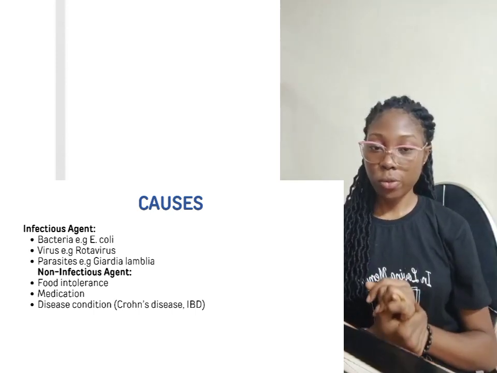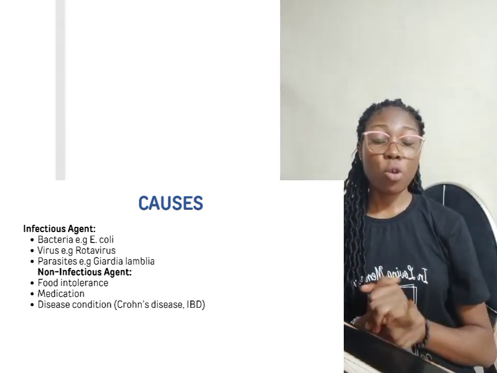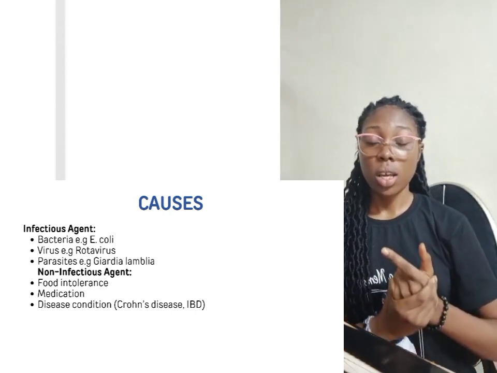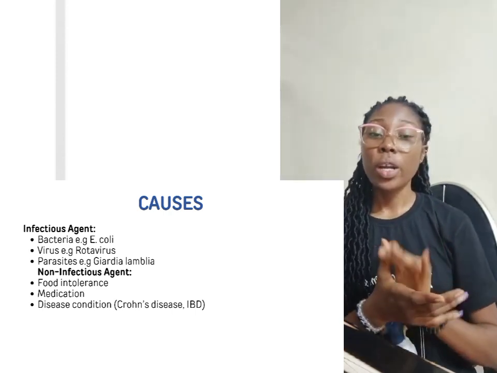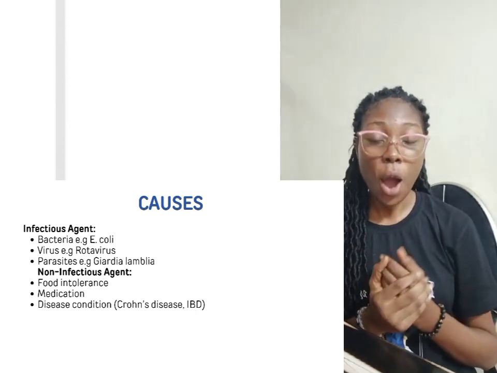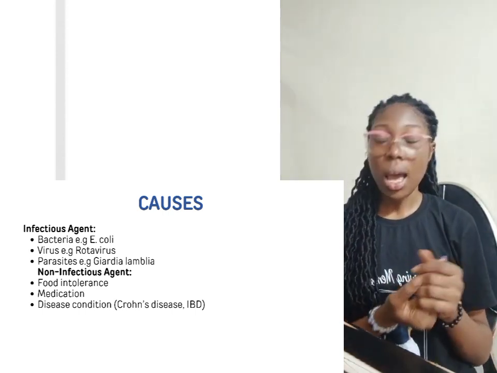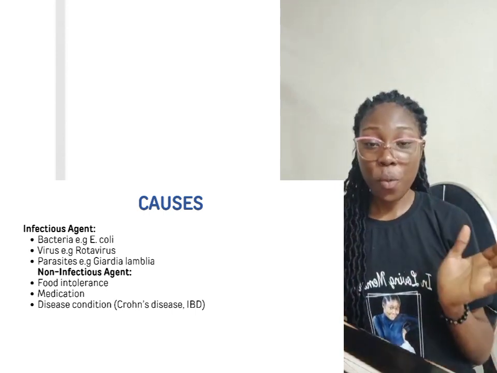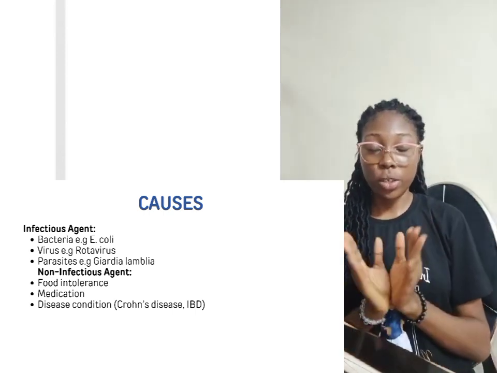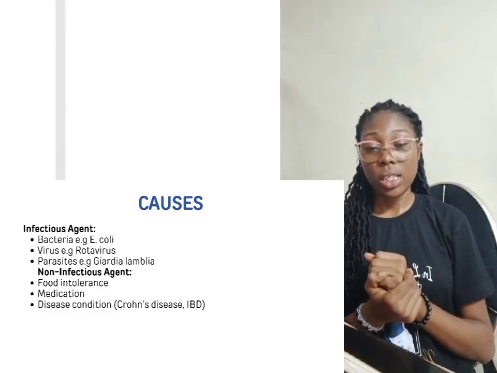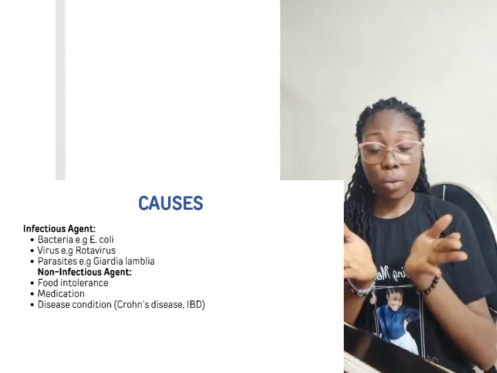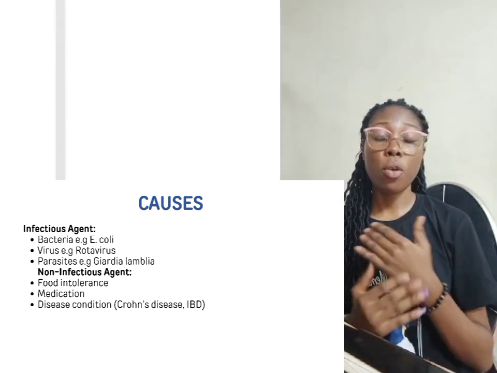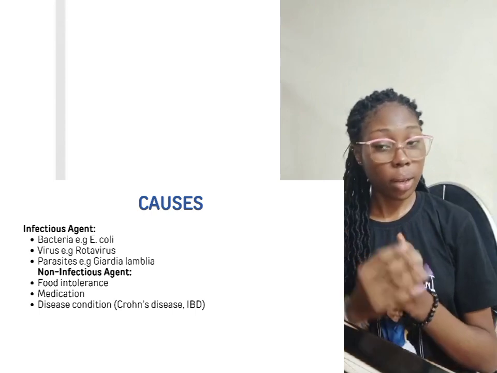Mentioning infection, let us move to the causes of diarrhea. Diarrhea can be caused by 2 main agents, infective and non-infective agents. For the infectious agents, we have bacteria, we have virus, and we have parasites. An example of a bacteria that can cause diarrhea is the most common bacteria we all know, E. coli or Escherichia coli. For the viruses, we have as example rotavirus, which can be prevented by vaccines, and we also have parasites. Example of a parasite, Giardia lamblia.